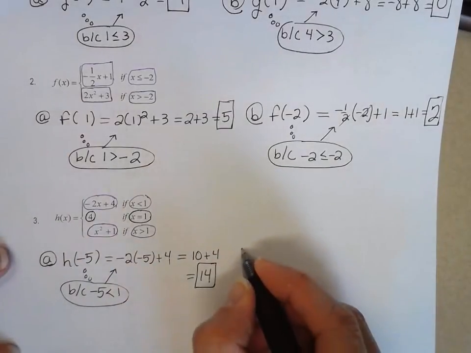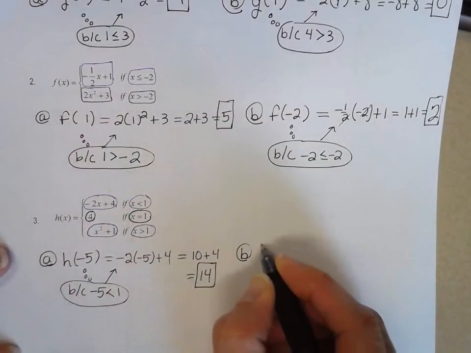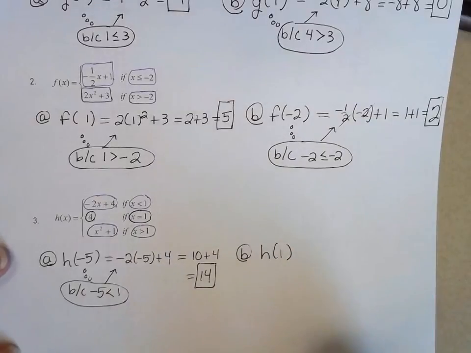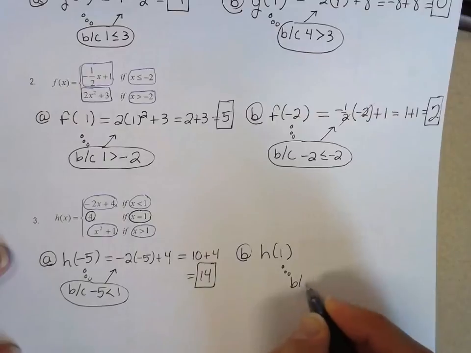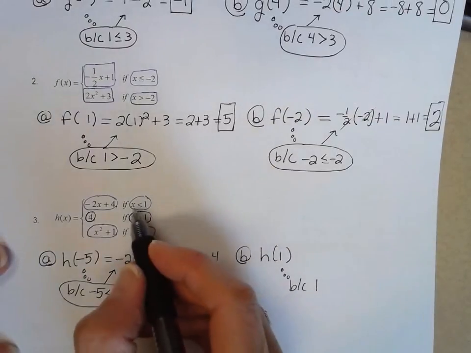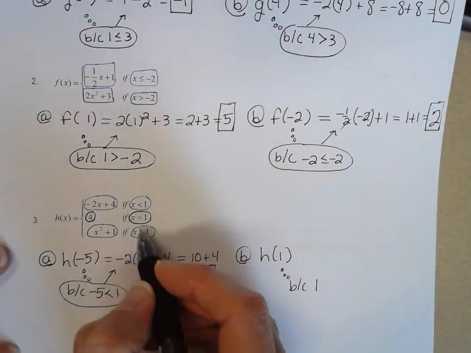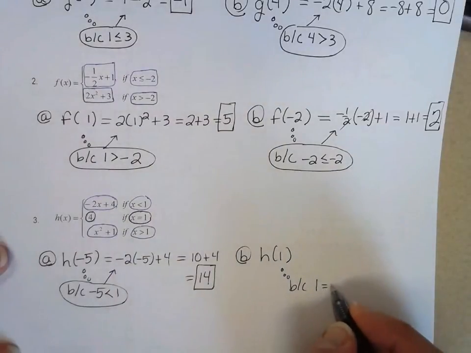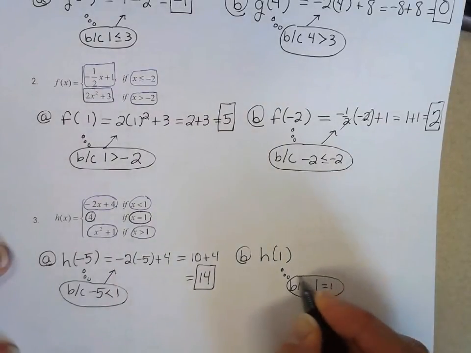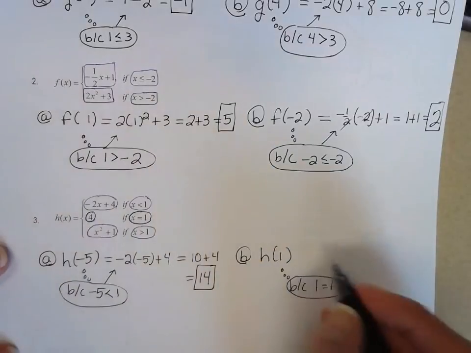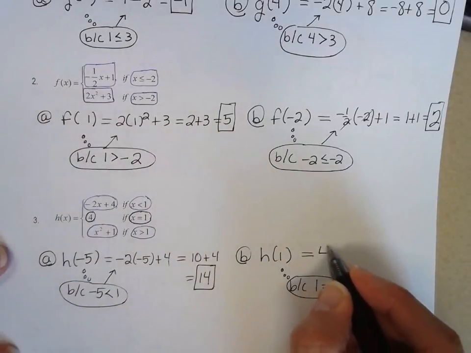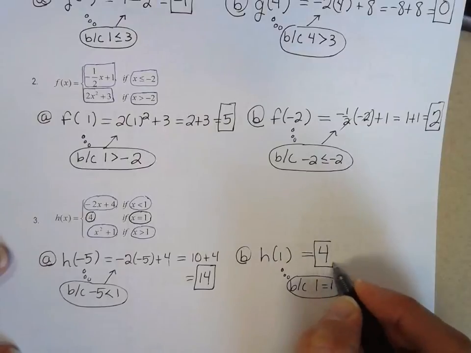Okay. Part B, let's evaluate h of 1. Well, this time 1 is not less than 1, it's not greater than 1, it is equal to 1. So obviously 1 is equal to 1. Well, that tells me that at this one single value of x equals 1, the output is simply defined to equal 4.